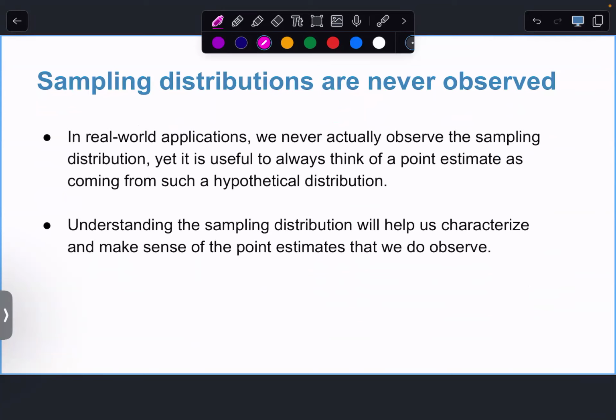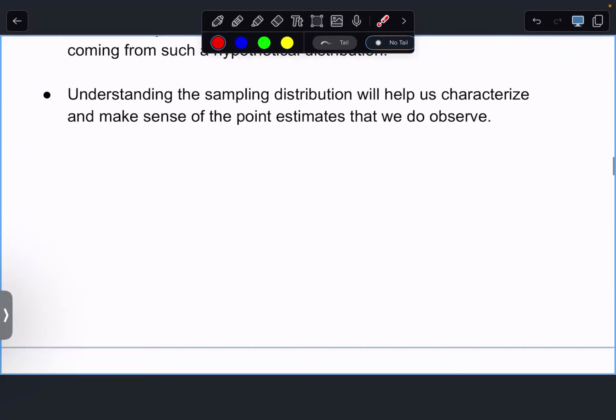So this idea about the sampling distribution is kind of lofty, because we're never going to see sampling distributions. In real world applications, we never actually observe the sampling distribution because it would require us to repeat our sampling many, many times over. But it's still working in the background, and it's how we're going to find probabilities. And so it will be useful to always think of a point estimate as coming from this hypothetical distribution. Understanding the sampling distribution is going to help us make sense of our point estimates.